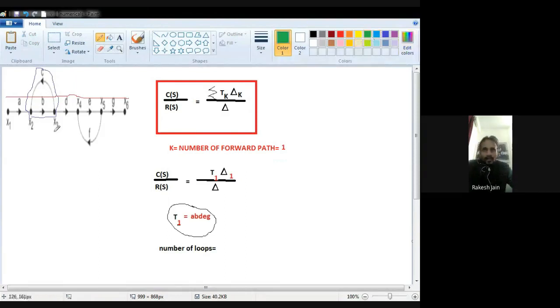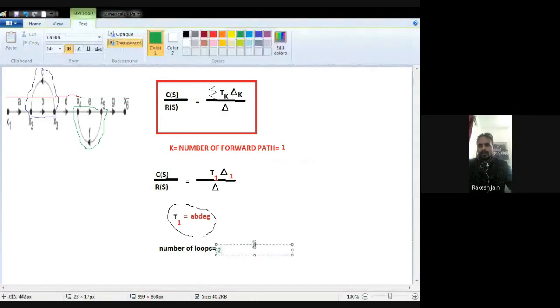Now with this green color, another closed path. I start from the x4 node, reach up to the x5 node, then on the basis of the direction of the F branch I will again reach x4. So this is also a closed path. So actually there are two closed paths, and a closed path is known as a loop. So how many loops are there? There are two loops.